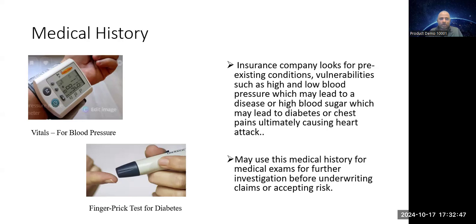One of the ways they can get your medical history would be through your vitals. Your systolic, your diastolic, your pulse rate, these are all your vitals, and they measure your blood pressure and your pulse rate. If you're a diabetic, one way they get your information when it comes to your medical history is your finger prick test. And again, this is to underwrite claims or to underwrite policies and applications.